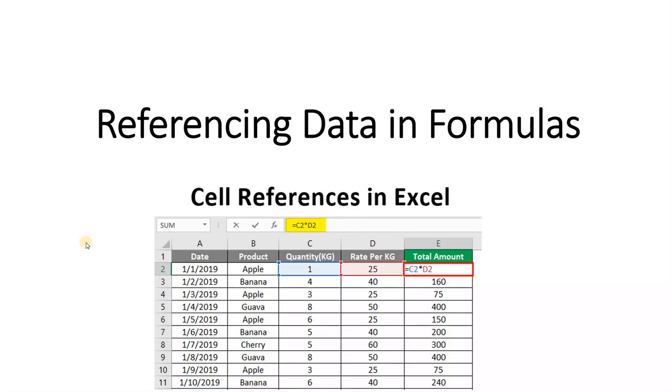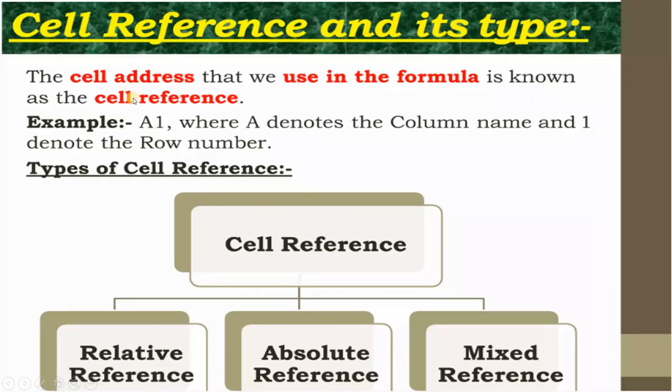Now, after understanding the concept of functions, we are going to understand cell references in Excel. So let's first understand what cell references are. The cell address that we use in a formula is known as the cell reference. For example, A1, where A denotes the column name and 1 denotes the row number. So this is the cell address.